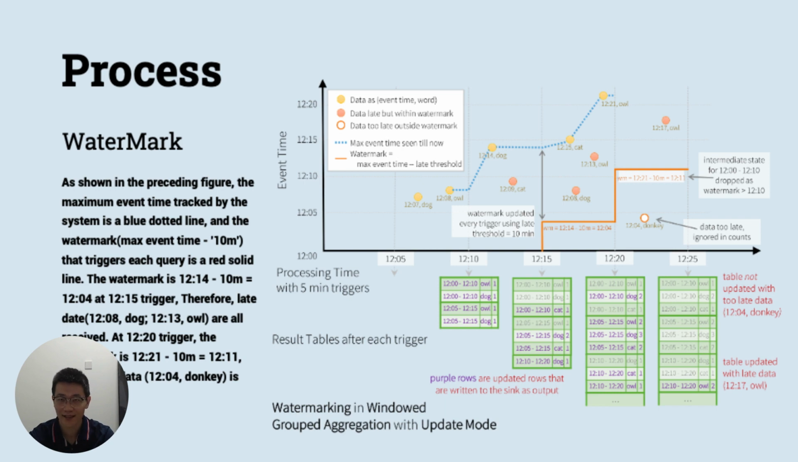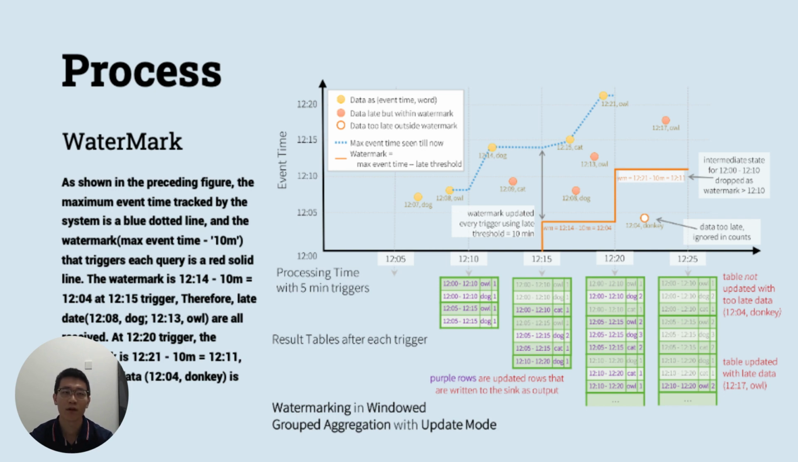Finally, we calculate the maximum event time. In this case, it's 12:14 because the previous batch processed data within that timestamp. This is used in watermark calculation.